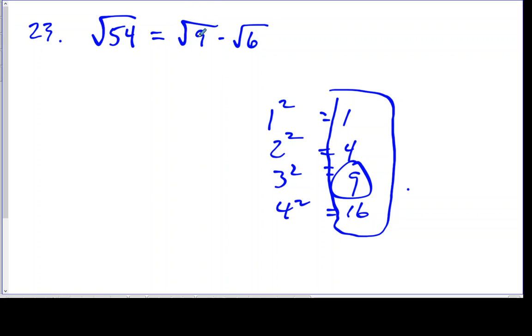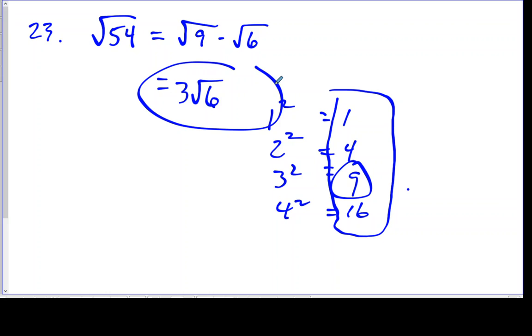Well, the square root of 9 is 3. So there's our answer, 3 radical 6, or 3 times the square root of 6. You took out the square root of 9, and you were able to simplify that part.